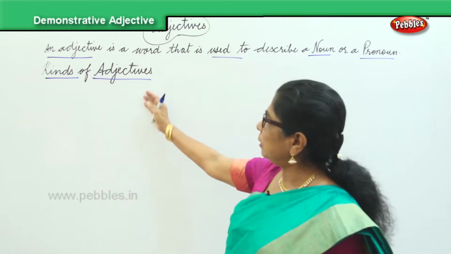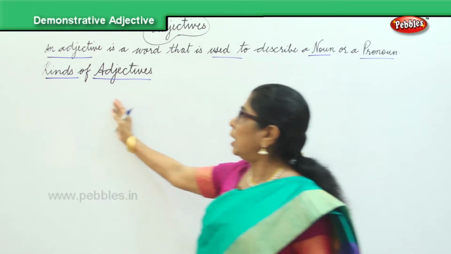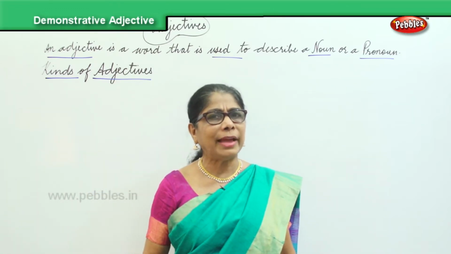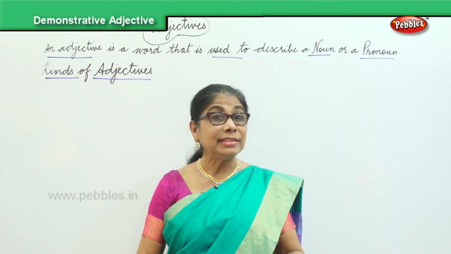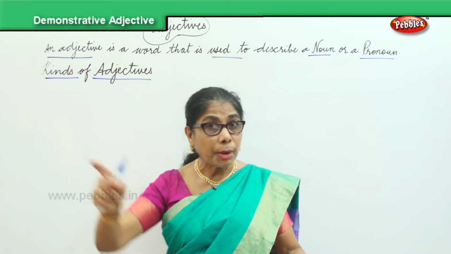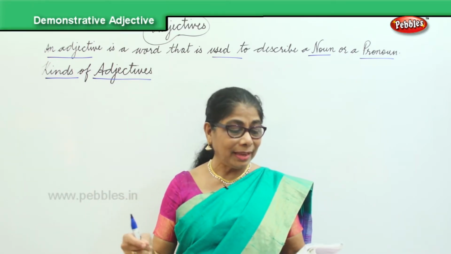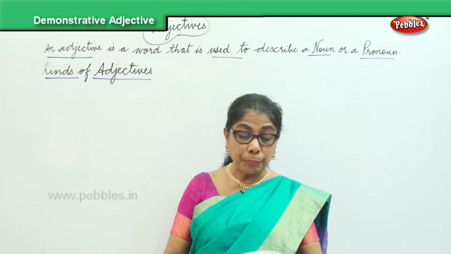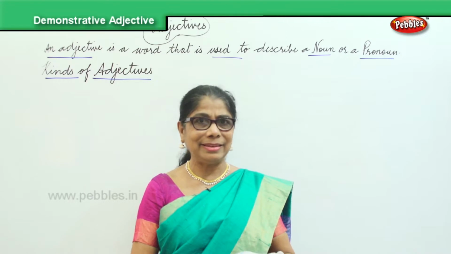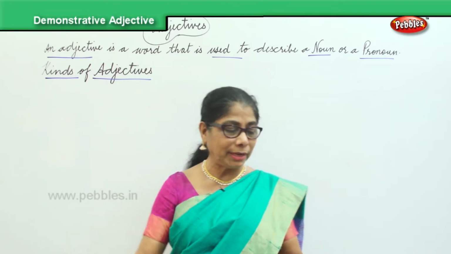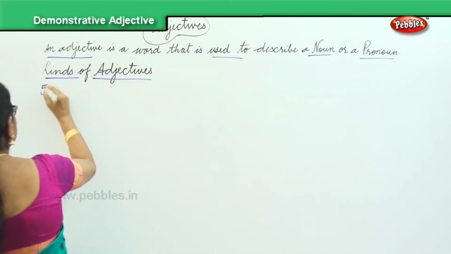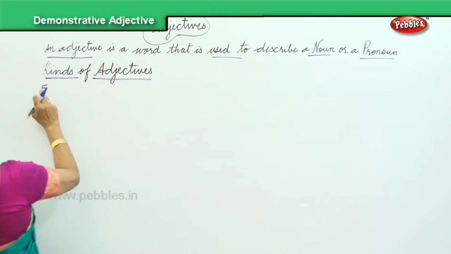We have done so far four kinds of adjectives. And now we go on to the fifth type of adjective, that is demonstrative adjectives. When you say demonstrative, it means pointing out. The demonstrative adjective points out which persons or things are meant. So we are going to the fifth kind of adjective, that is demonstrative adjective.